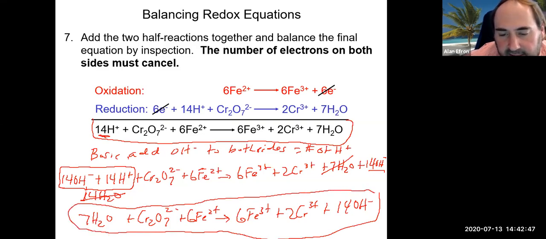And if I still have not screwed this up, it's a 50-50 chance some days, but we'll see how we did here. We should still be balanced the same way in terms of elements and charge. So that's 14 H's on the left, 14 on the right, 2 Cr's on the left, 2 on the right, 7 oxygens and 7 more gets you 14 oxygens, and 6 irons on the left and right. Overall charge on the left-hand side is plus 12.